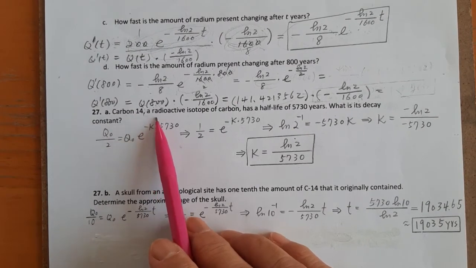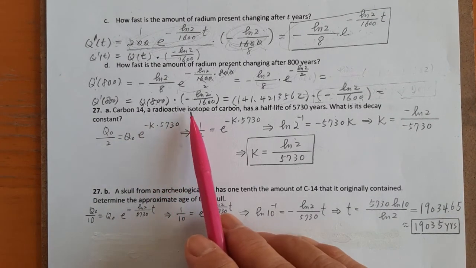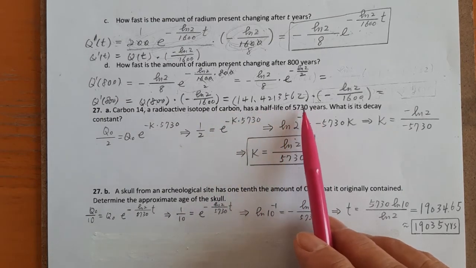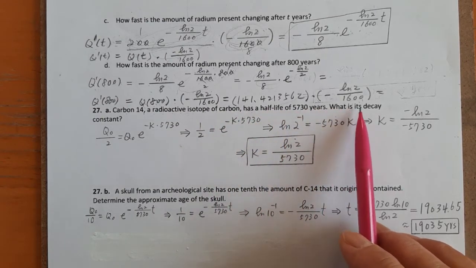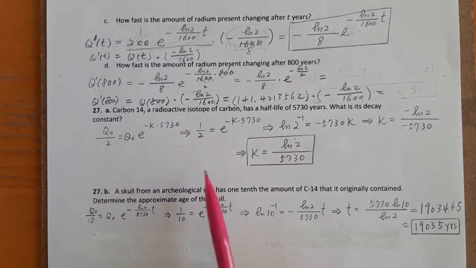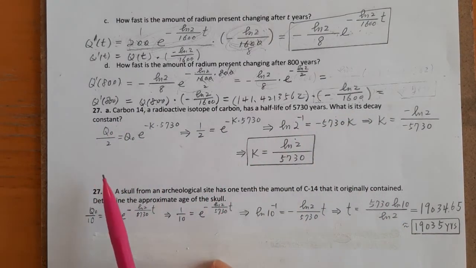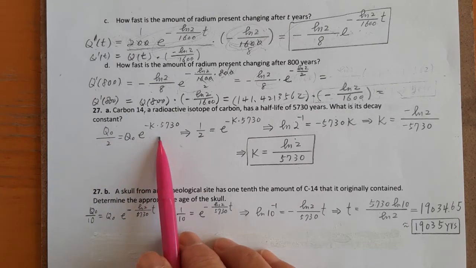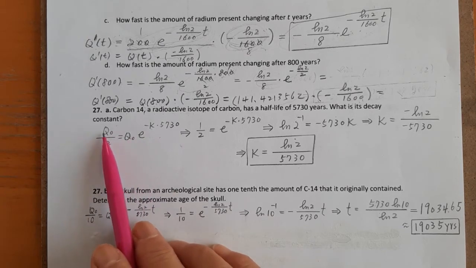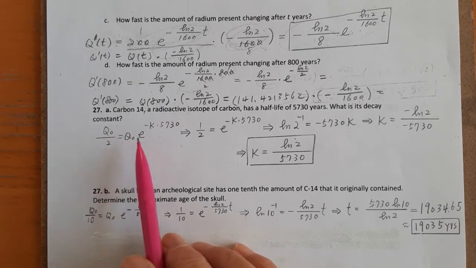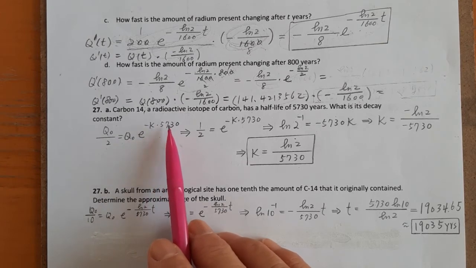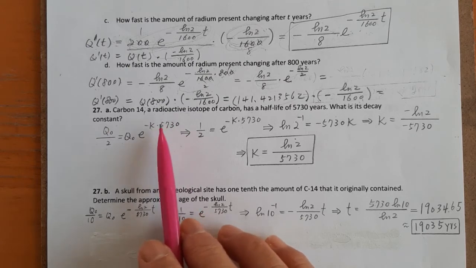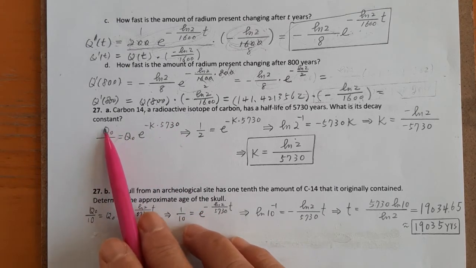Carbon 14, a radioactive isotope of carbon, has a half-life of 5730 years. What is its decay constant? Find out k, the decay constant. So you figure out half-life. The formula is this: Q0 over 2 equals Q0 e to the power negative k times t. t is 5730. After 5,730 years, it becomes half of it, Q0 over 2.